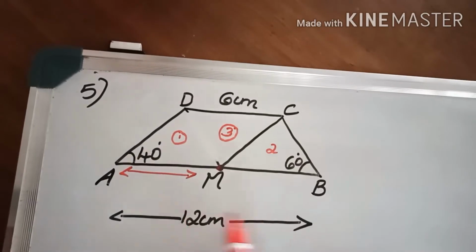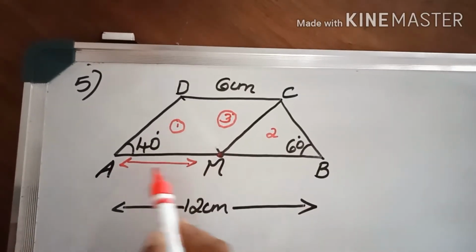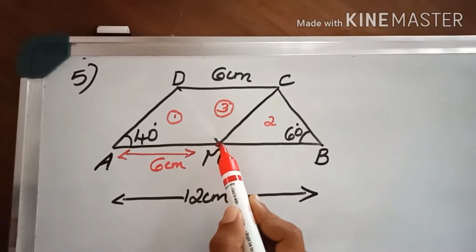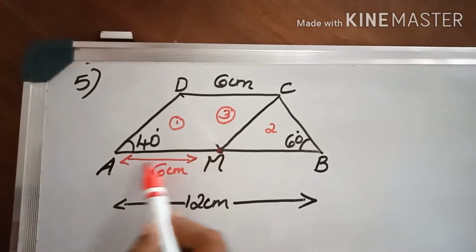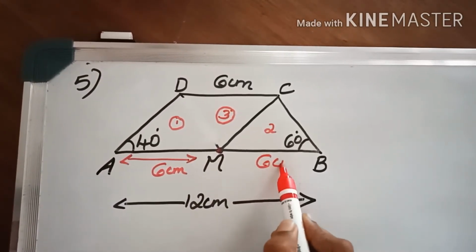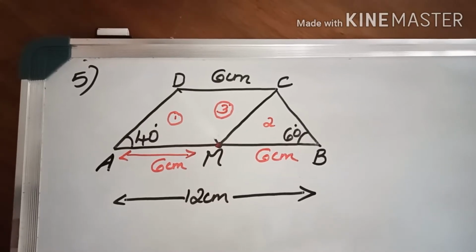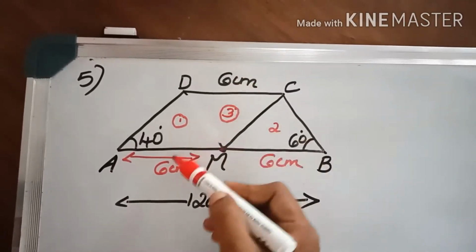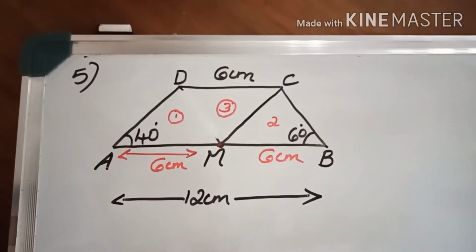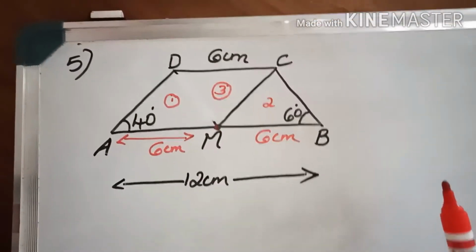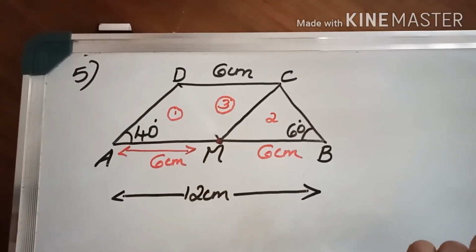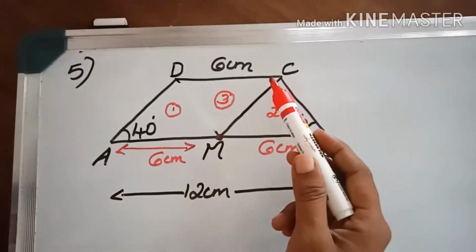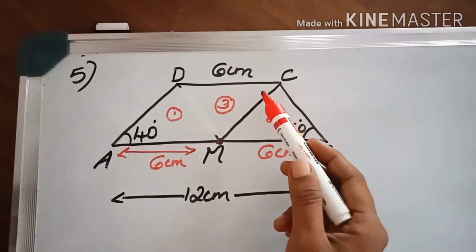Now the total length is 12 centimeters. That means this length AM will be 6 centimeters because M is the midpoint, which is also given. M is the midpoint, so AM is 6 centimeters and MB will be 6 centimeters. So we got AM 6 centimeters, DC 6 centimeters, and these two sides are parallel also. That means this figure is a parallelogram. We know that for a parallelogram, opposite angles are equal.